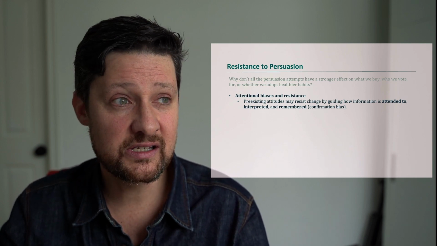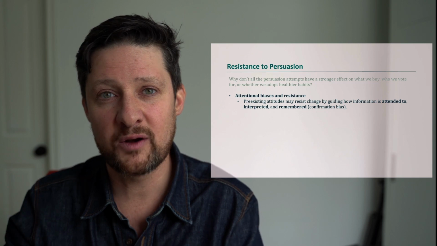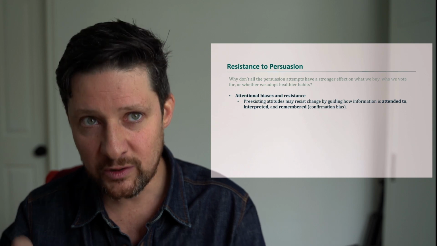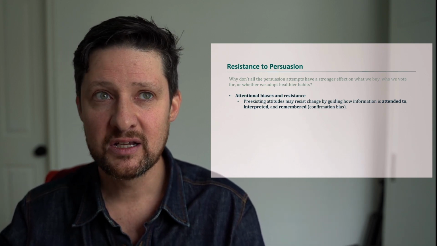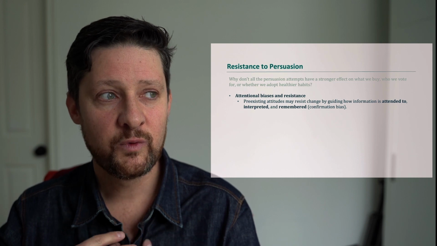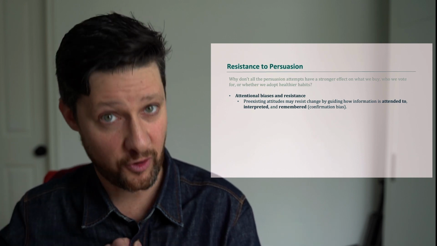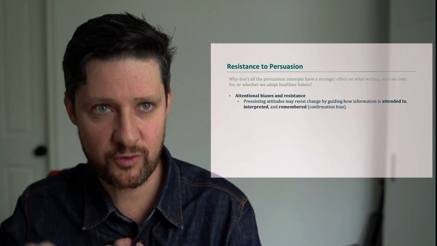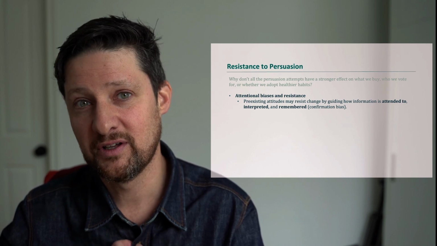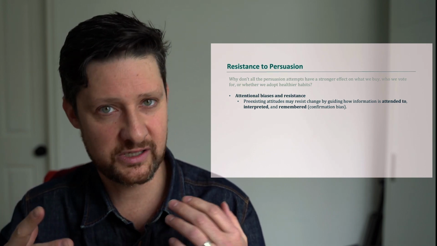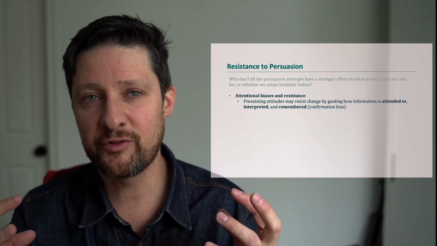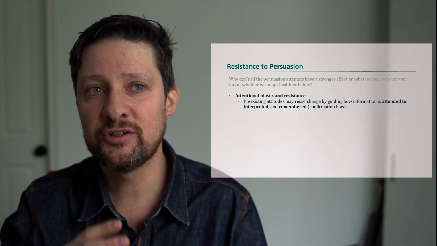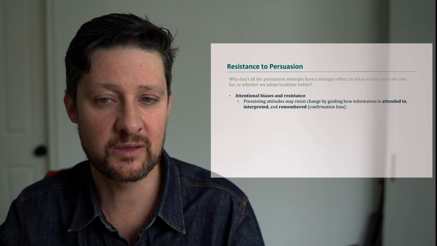One of the first things is the attentional biases and the resistance that we have toward new information. Our pre-existing attitudes will resist attitude change because, generally speaking, we will attend to information that confirms the attitudes we hold. We will interpret information in a way that fits with our attitudes, and will remember information that also fits with our attitudes or our values. So this is a classic confirmation bias, used to maintain our attitude and to dissuade us from being persuaded by something else.